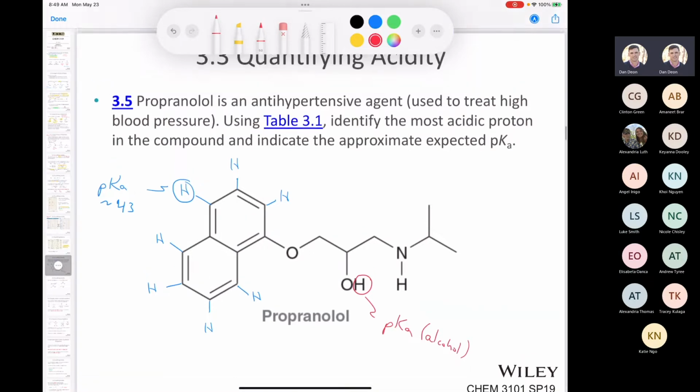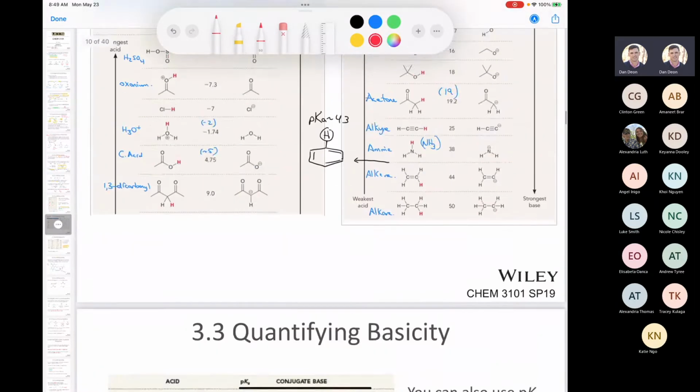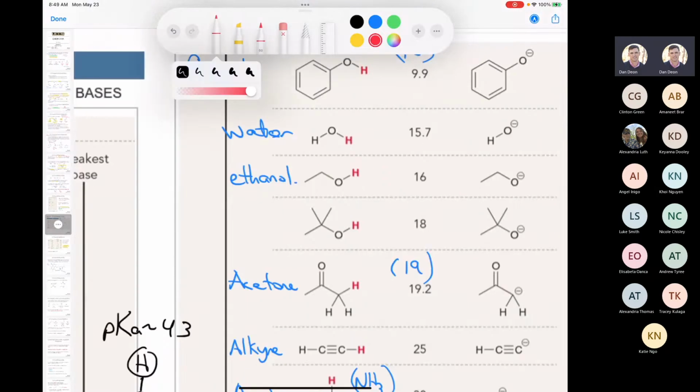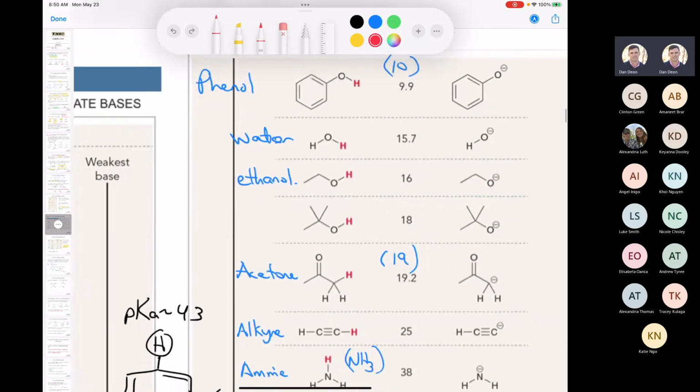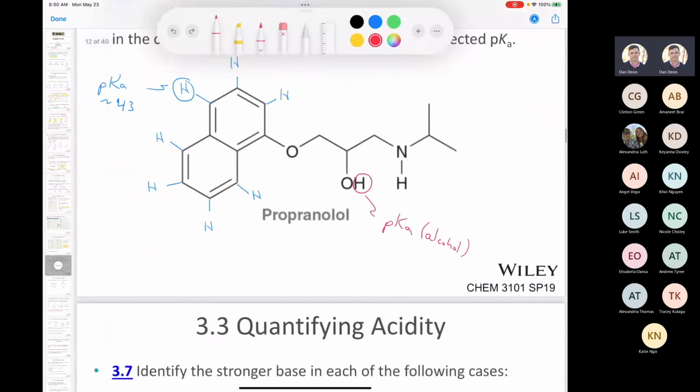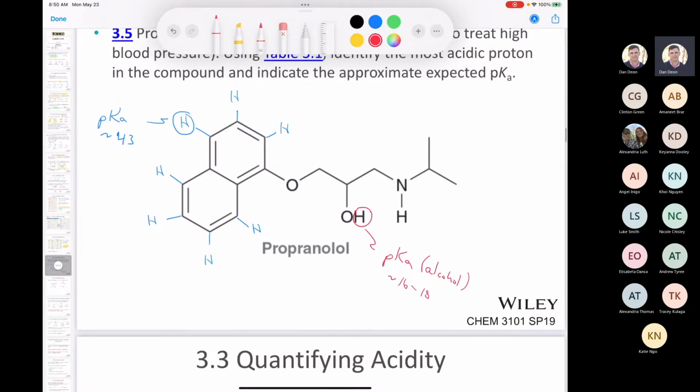Let's go back to the table. If we look at these two here, these are both alcohols: ethanol, and this one here, which is tert-butanol. One is 16, one is 18. Let's just pick a number in between, and if you want to put a range, that's fine. You're still going to end up with the right answer. Let me show you. Let's just write pKa of 16 to 18, somewhere in that range.